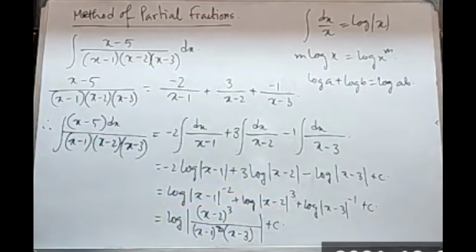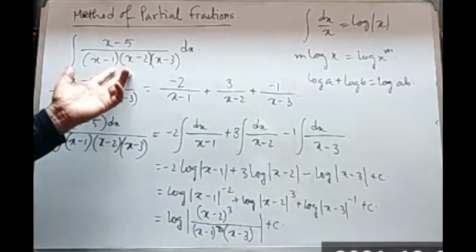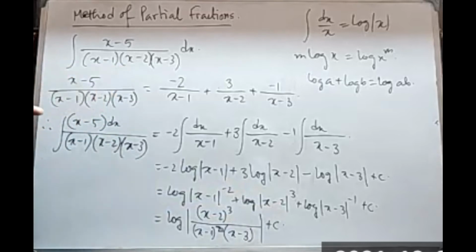So this method is called the method of partial fractions. What we are doing here is, if this type of integrand is there, where the denominator is a product of linear factors, repeated or unrepeated, we can write it in a simple form using linear factors, and then we integrate it. So let us see one more problem.